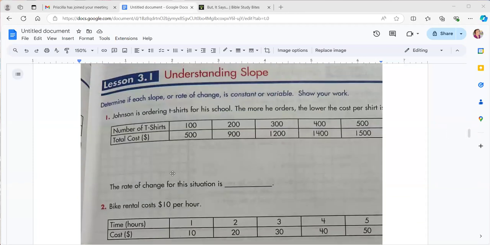Okay, Johnson is ordering t-shirts for his school. The more he orders, the lower cost per shirt. So now the total cost is going up, of course, but then the price per shirt is going to change. So just that situation already should be raising a red flag in your mind, right? It just tells you already, the more he orders, the lower the cost per shirt is changing. Let's see if we can verify this.